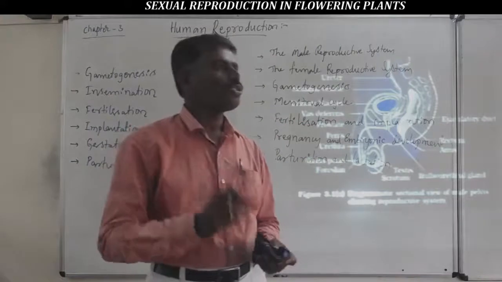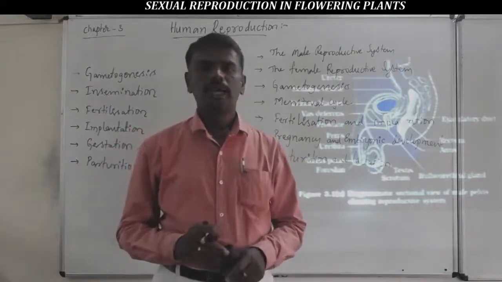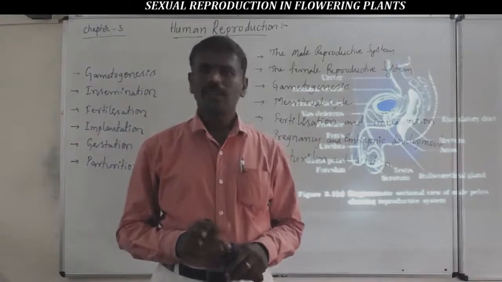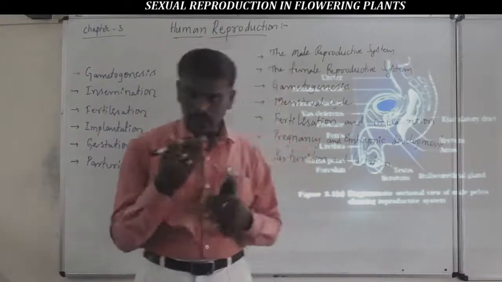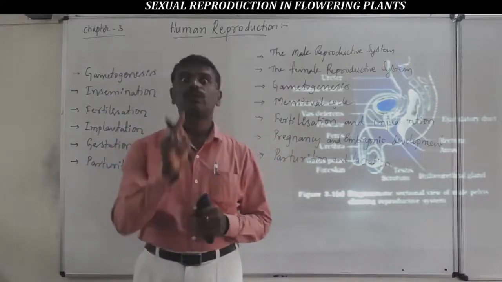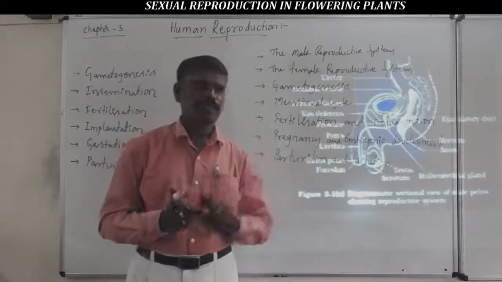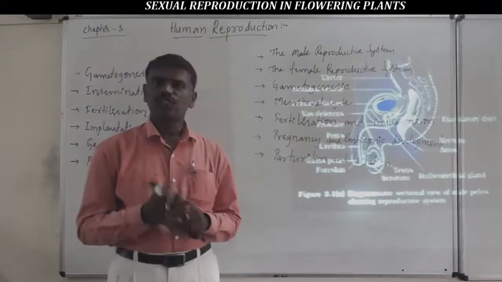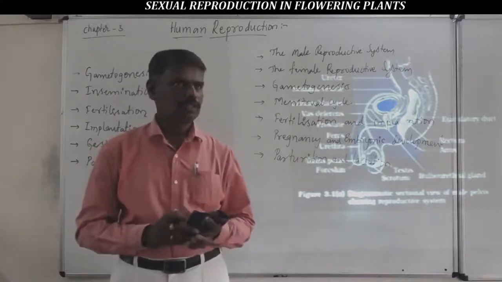What is reproduction? Reproduction is a biological process in which all living organisms produce their young ones of their own kind to continue their race from one generation to another. Such an entire process is what we call reproduction.